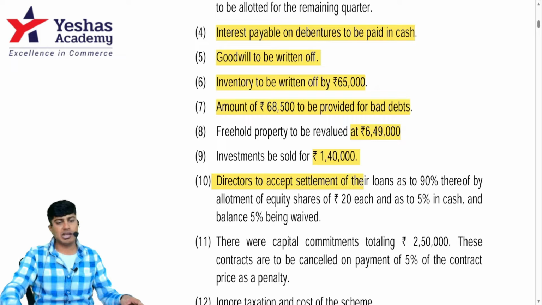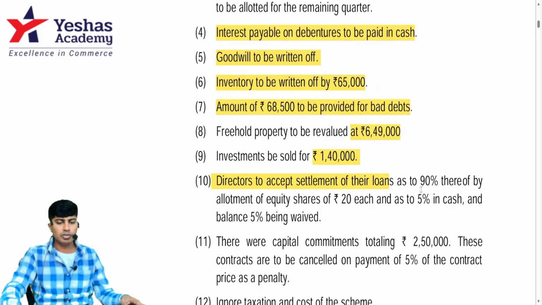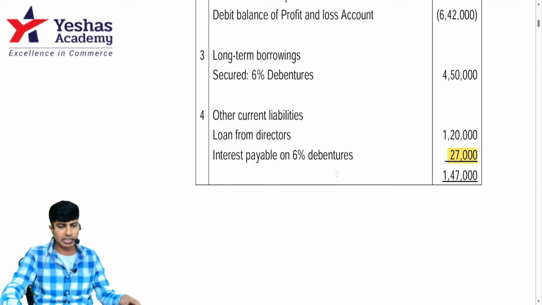Directors to accept settlement of their loan, meaning the full loan will be closed. How? 90% thereof by allotment of equity shares. For 90% value we will give equity shares. Credit equity share capital at rupees 20 each. As to 5% in cash, 5% we will pay cash, 5% waived off. How much is directors loan? Directors loan 1 lakh 20.